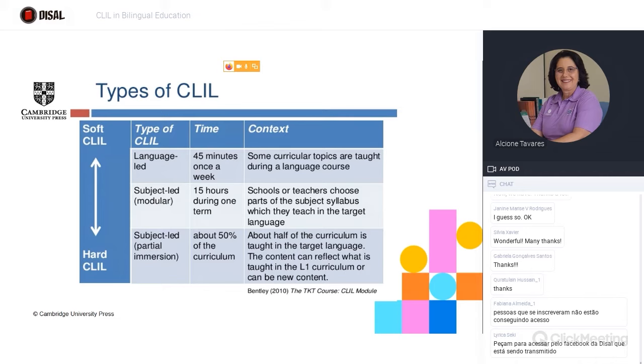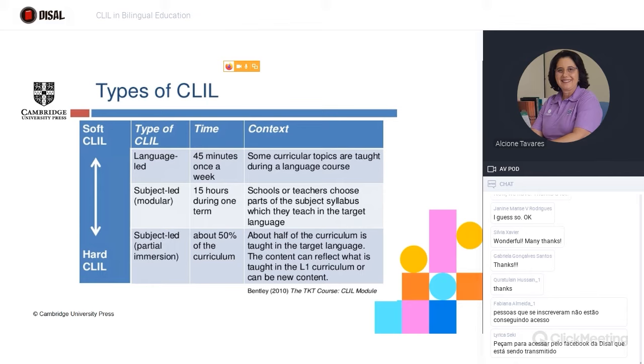About half of the curriculum is taught in the target language. The content can reflect what is taught in Portuguese in the L1 curriculum, or it can be new content. We're talking about, in terms of time, about 50% of the curriculum. So let's think of a primary school where I want to have hard CLIL for science. It means that half of the curriculum of science in primary school will be done in English.